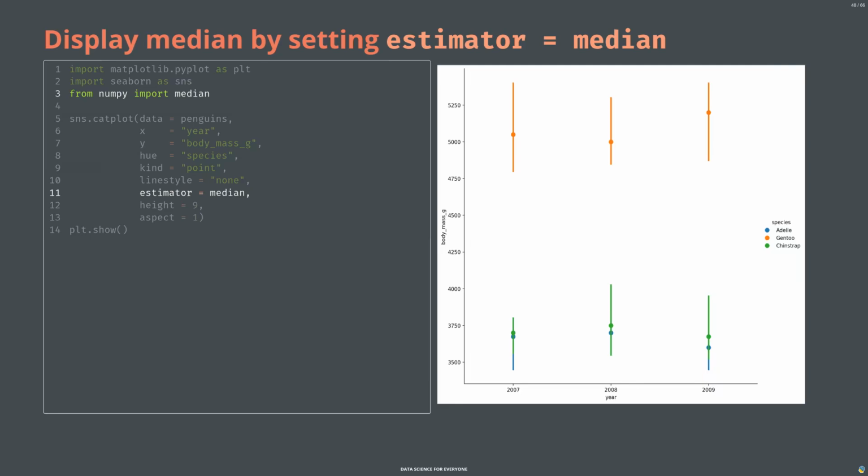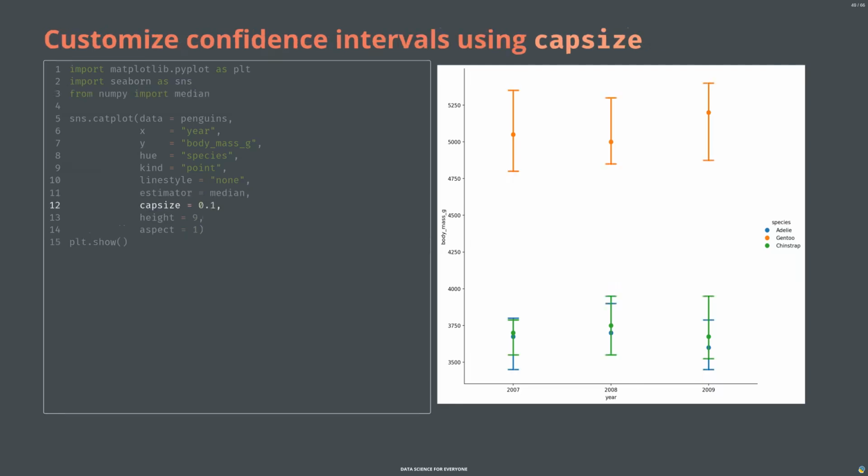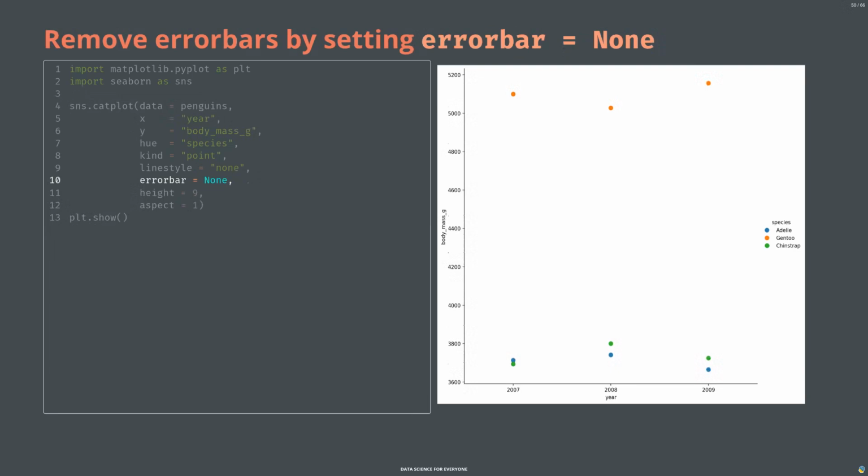You can also customize how the error bars are displayed in the point plot. To add caps to the ends of the error bars, use the capsize argument and set it to the width you want. In this example, we have set capsize to 0.1 to add small caps to the end of the error bars. Finally, just like with line plots and bar plots, you can turn off the error bars in a point plot by setting the errorbar parameter to None.